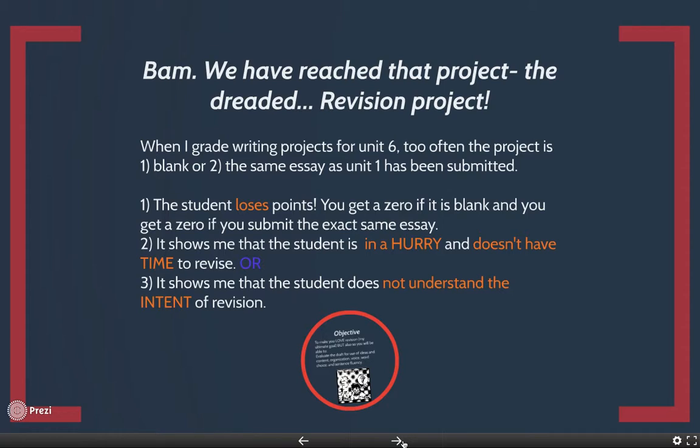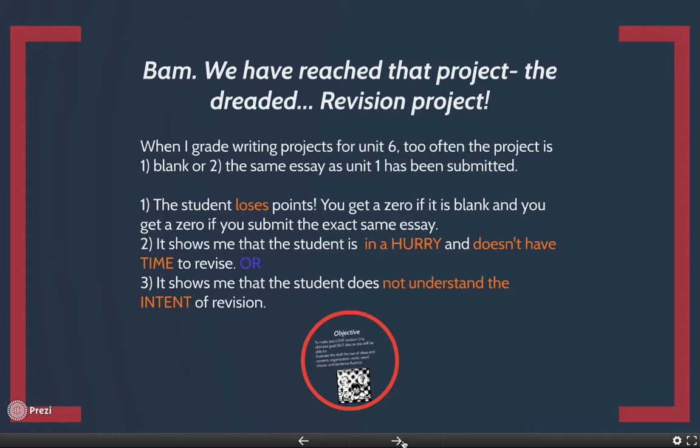I told you where to locate that writing sample, but we are going to revise what we've written originally in that writing sample. A lot of times when I go in and grade these projects for Unit 6, the project is either blank or the same essay as what you submitted in Unit 1 is present again. You're going to get a 0 if you do that. If it's blank, you'll get a 0, and if you submit the exact same essay, you're going to get a 0. Your grade in the first unit was based on your participation in the project. So to earn a grade that goes into the gradebook that impacts your grade, you need to revise the essay.